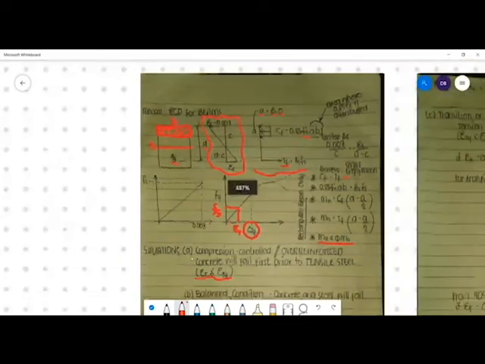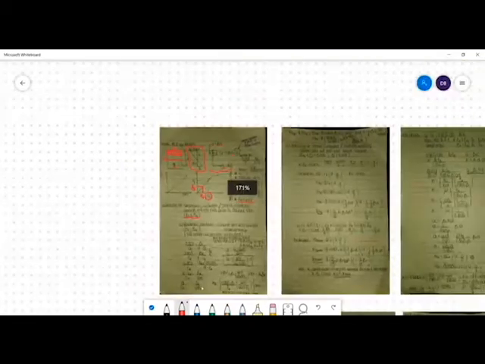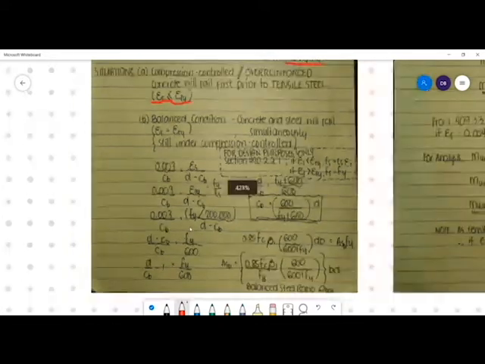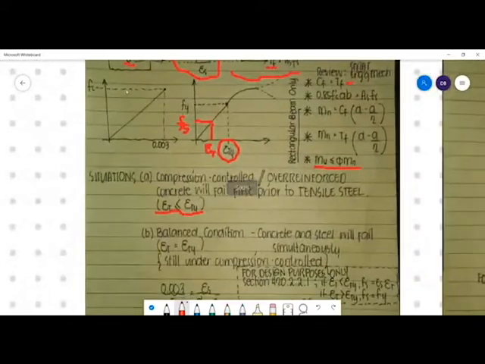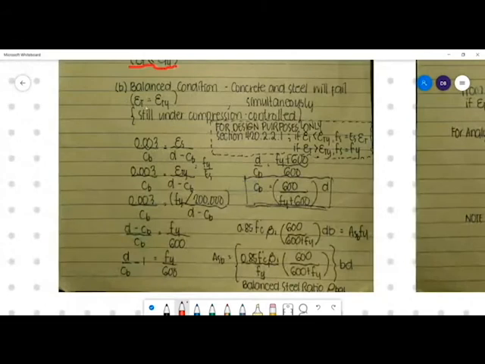Okay, next type of design is yung tinatawag natin na balance condition, no? So this is our balance condition, okay? So letter B, concrete and steel will fail simultaneously. So going back on our graph, the concrete will reach its strain of 0.003, and at the same time, steel will reach the yield strength of Fy. So ET is equal to epsilon sub Y.